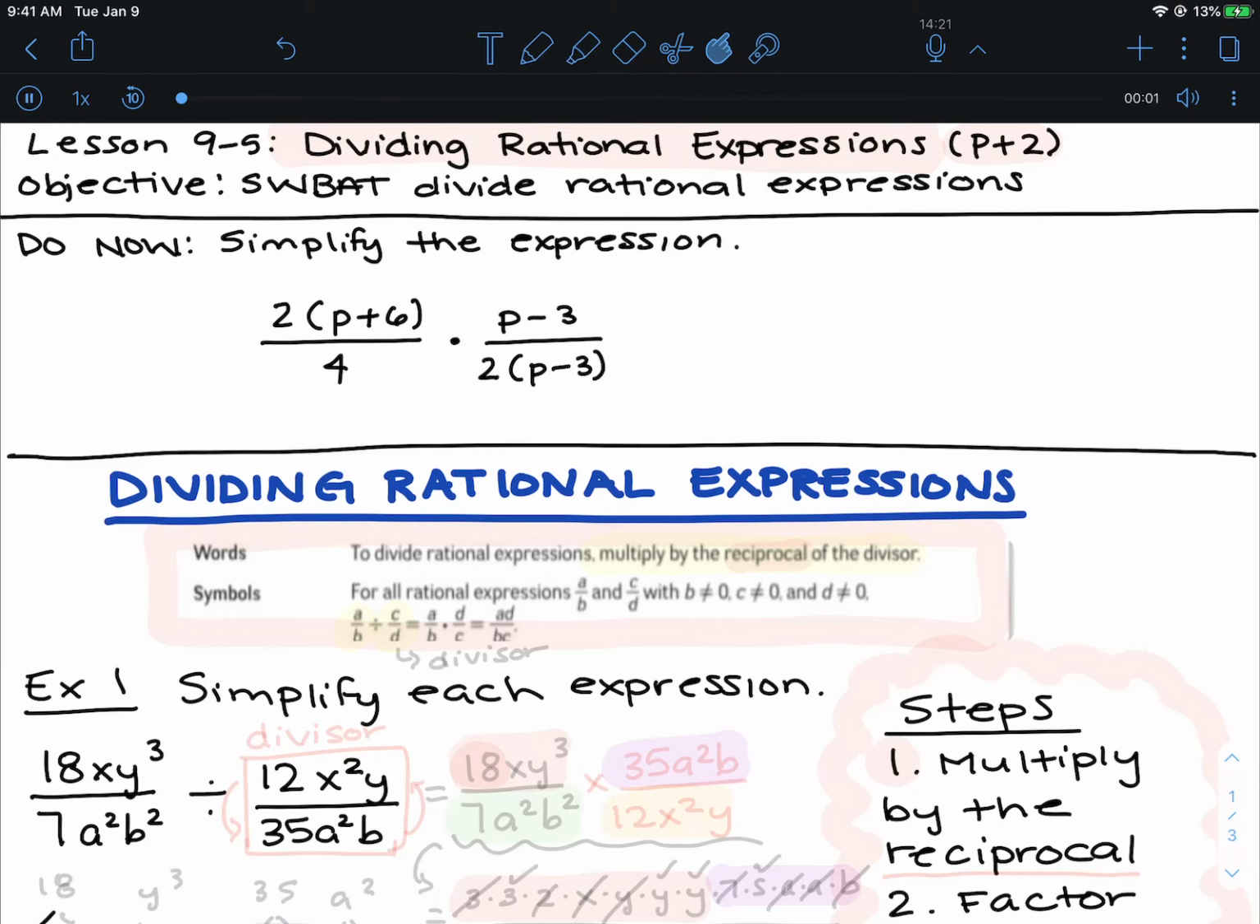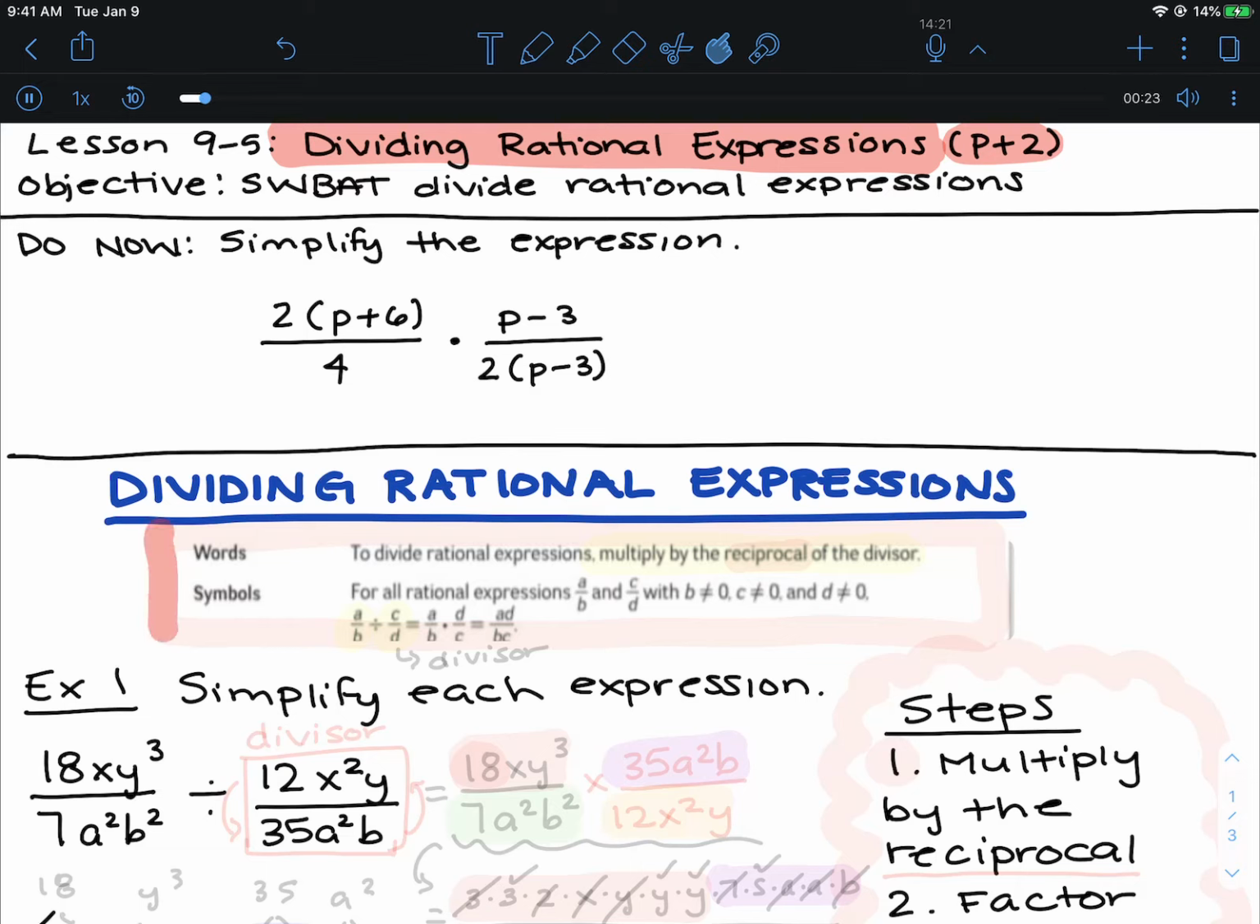Okay guys, so today is going to be lesson 9.5, but this time we are going to be dividing rational expressions, whereas on Friday we were multiplying them. So this is going to be part 2 of Friday's lesson. So with that being said, we are going to go ahead and go into dividing rational expressions.